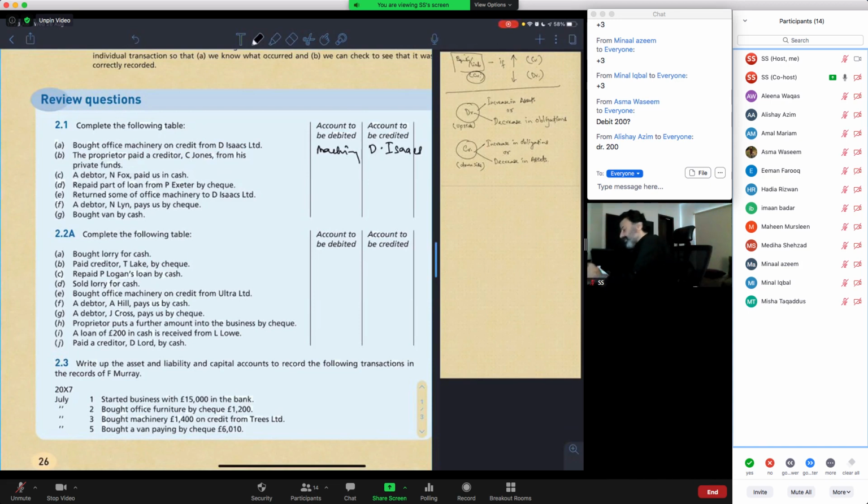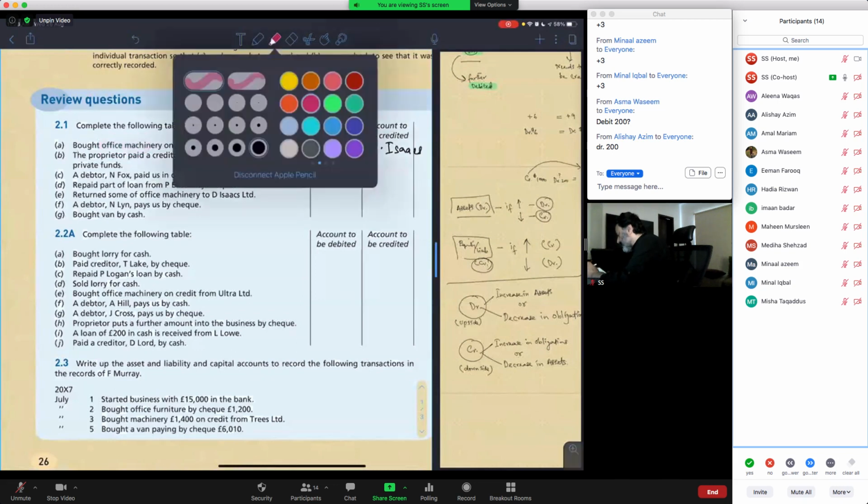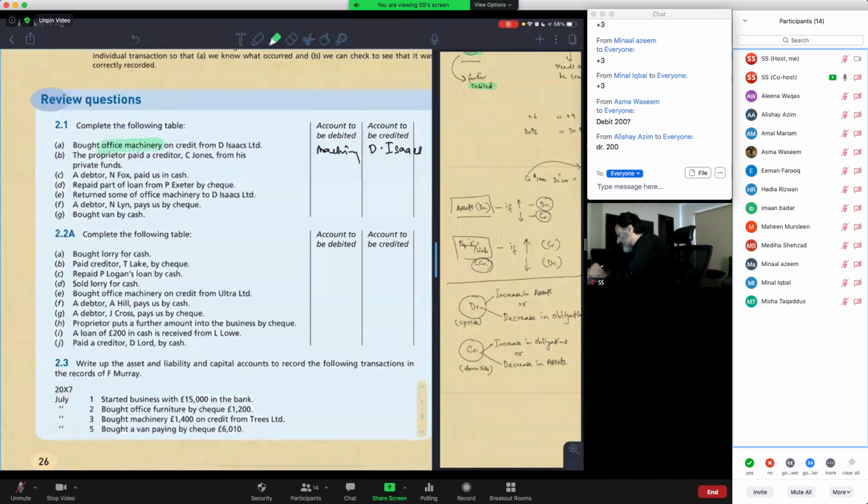So the other more formal explanation, which is this one here, if we are to identify it thinking mathematically, so you say, okay, fine, which items are being affected here? There is an office machinery and there is DISX Limited. So what is happening here, right? The office machinery is being asset and DISX is the liability here, right? So what is happening here? Asset is increasing. Asset increases.